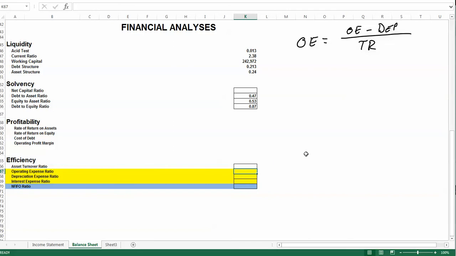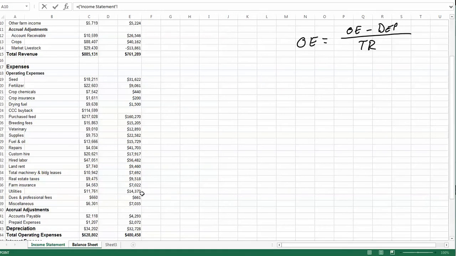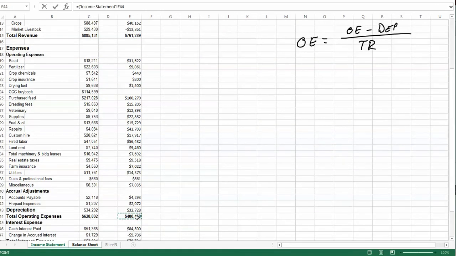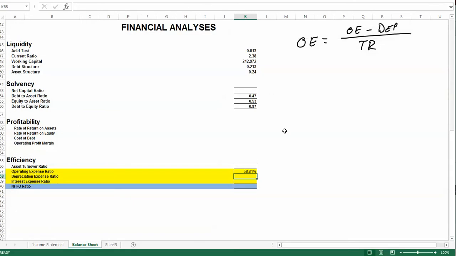Now be careful here when you set up the formulas. Let me show you what to do. You go equals, and then I'm going to open parentheses, and do that before I go find the information. Now, the operating expenses and depreciation are on the income statement. So once you've typed equal and open parentheses, go to the income statement, find total operating expenses, subtract depreciation, close parentheses, and then divide by total revenue. And when you hit enter, you'll find that 58.81% of this farm's revenue was operating expenses.